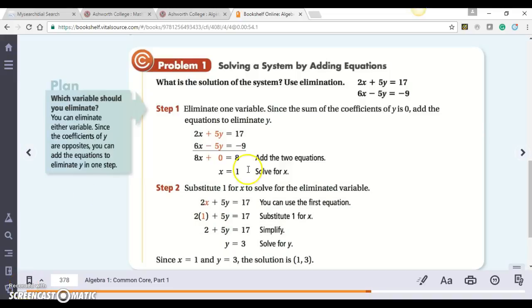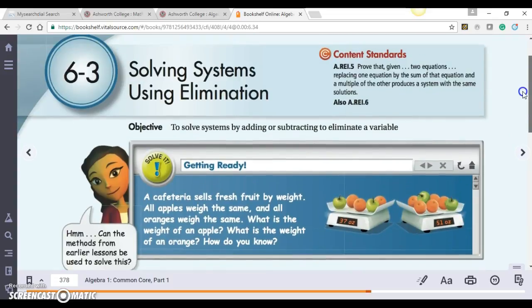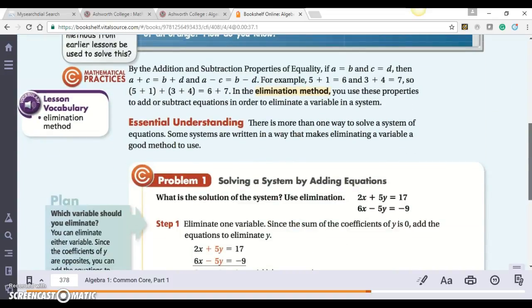Morning. We're looking at problem number 1 from lesson 6-3, solve systems using elimination. Before I get started, I want to let you know that this is just one method. This is one way, so if you're not a fan of the elimination method, please don't feel like you have to use it. There are 3 methods we can use: solving systems by graphing, solving systems by substitution, and solving systems by elimination. All of them are just different methods.